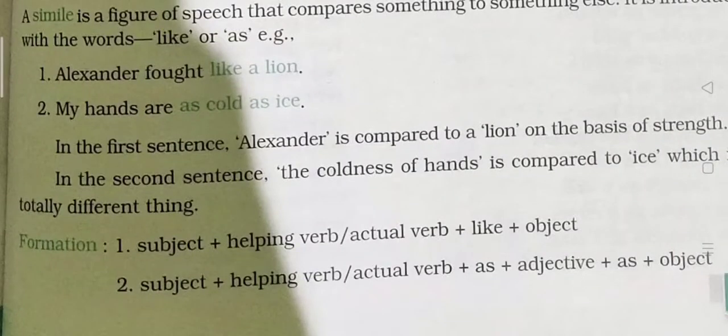Okay, Alexander fought like a lion. My hands are as cold as ice. In the first sentence, Alexander is compared to a lion. Okay, we are comparing lion and Alexander on the basis of their strength, their power. Okay, we are comparing both. In the second sentence, the coldness of hand is compared with ice. Okay, which is totally different thing. See, our hands can't be as cold as ice.